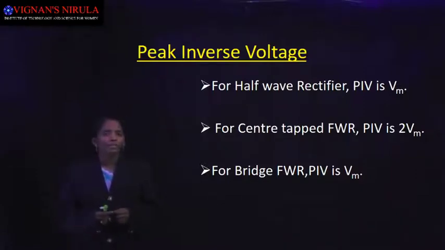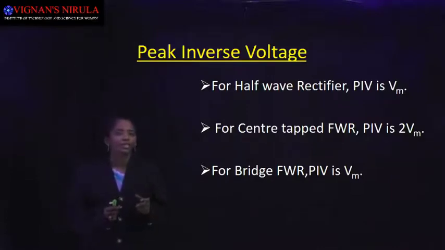Peak inverse voltage is the reverse voltage. It occurs in the diode in reverse bias. That means the maximum reverse voltage the diode can withstand without being destroyed is known as the peak inverse voltage.